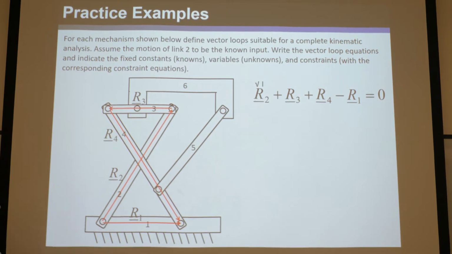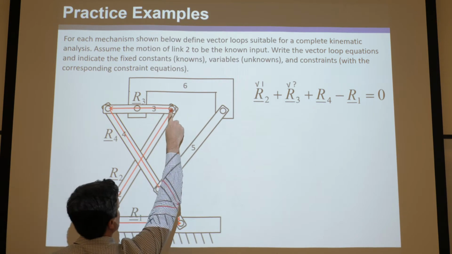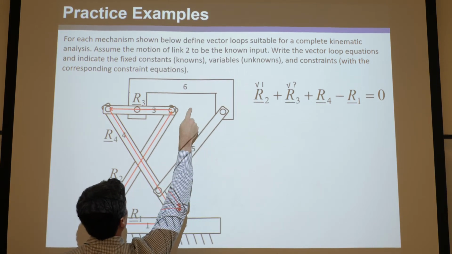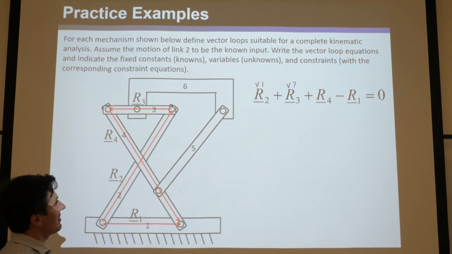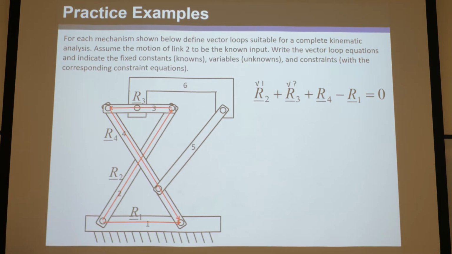Okay, what about the magnitude of R3? Yes, we can measure it. That length doesn't change as theta 2 changes, so we put a check there. And the angle is unknown, so it's a question mark. Remember, according to our convention, since there's the tail, we draw a dotted line, and then the angle goes around that way. Okay, so that's theta 3.